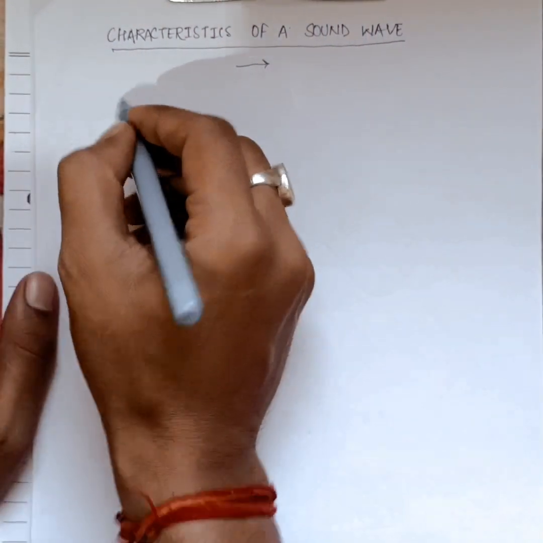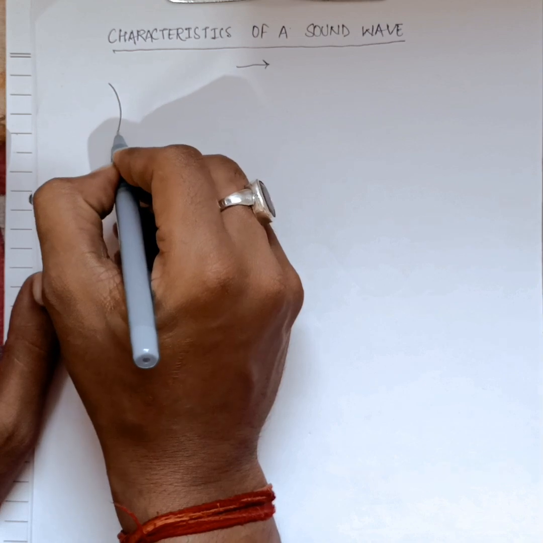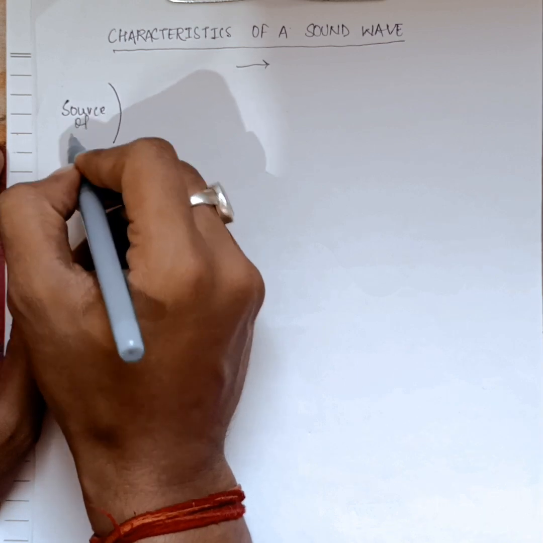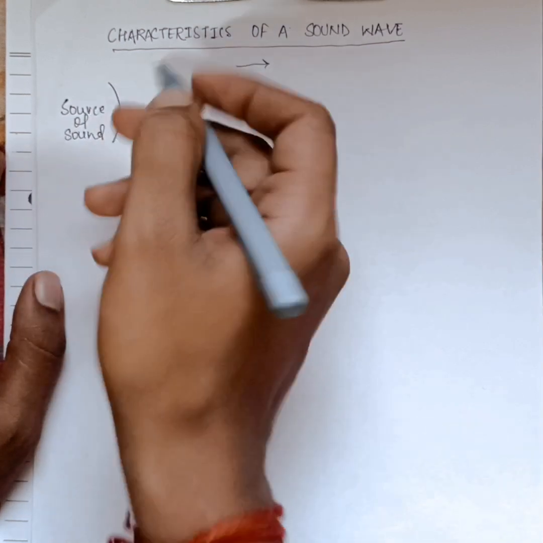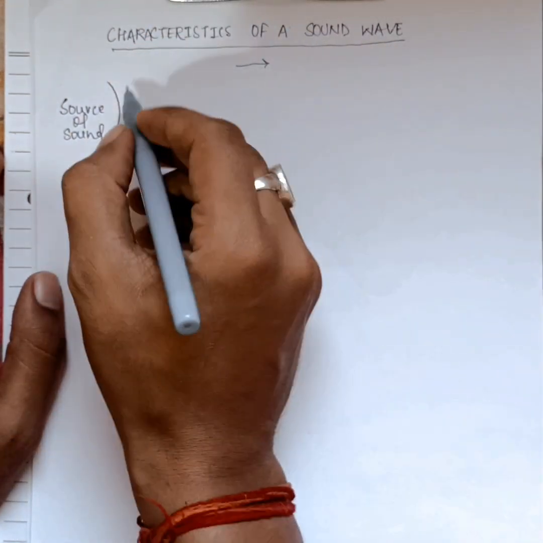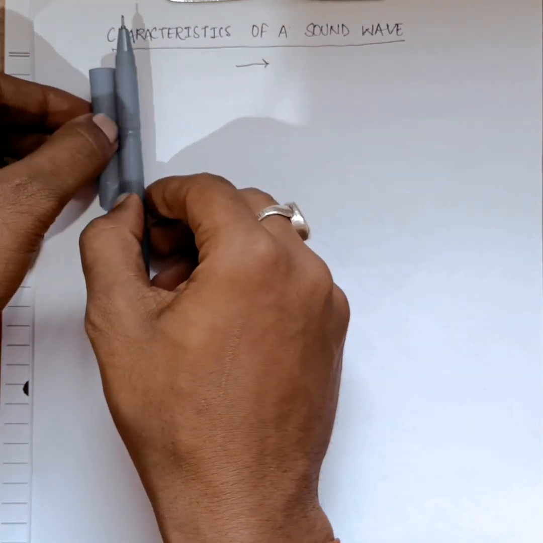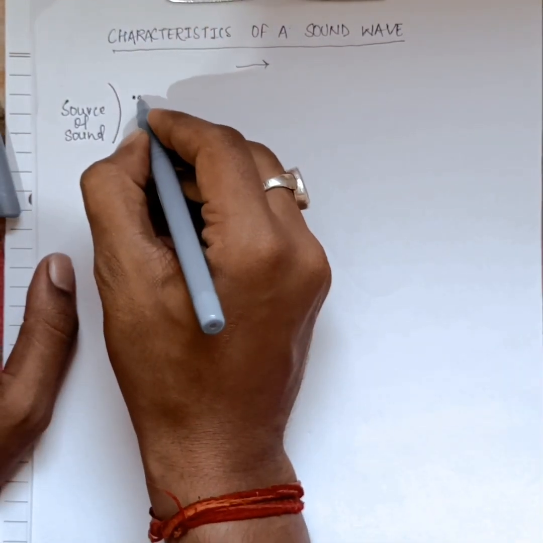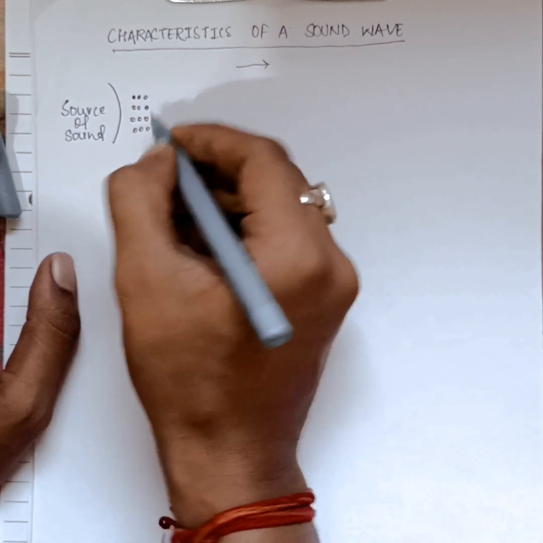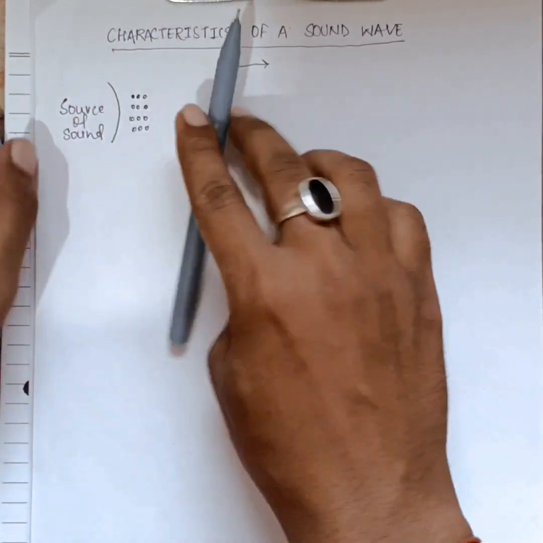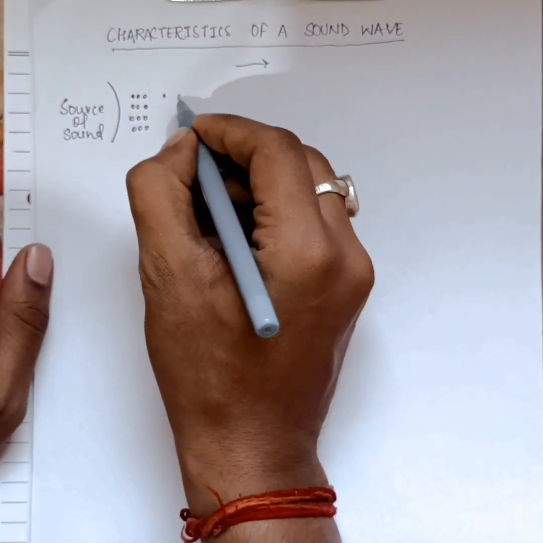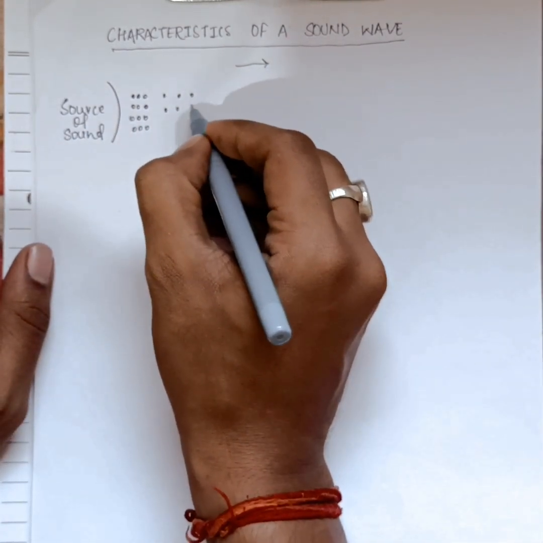Suppose we have a source of sound over here. This is the source of sound, and suppose this is an air medium. Due to this source of sound, the molecules first come closer to each other. When they come closer, there is a formation like this. And the next moment they get separated, and when they get separated, this kind of formation happens.